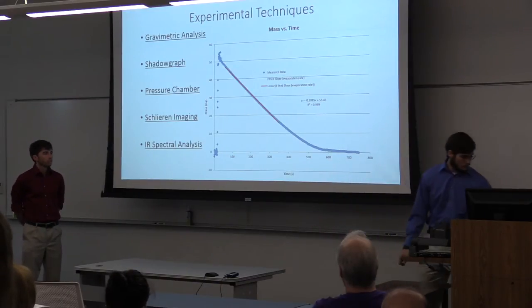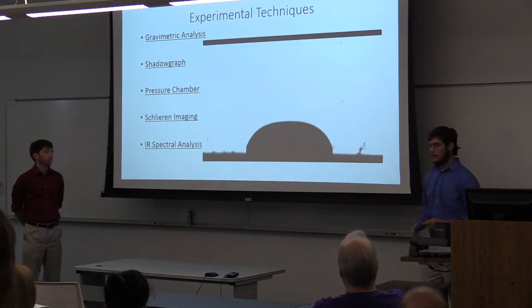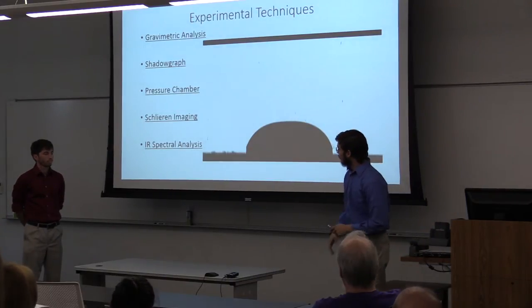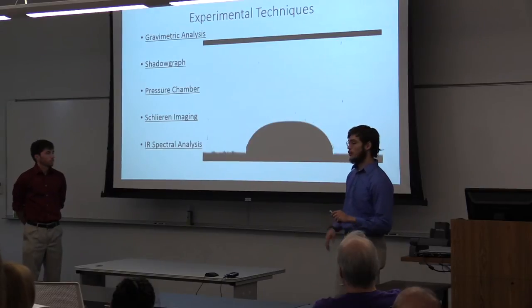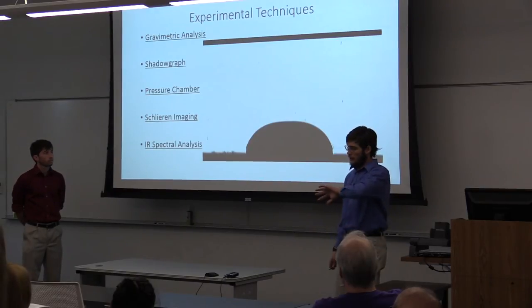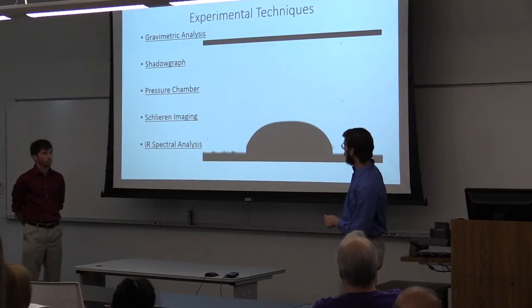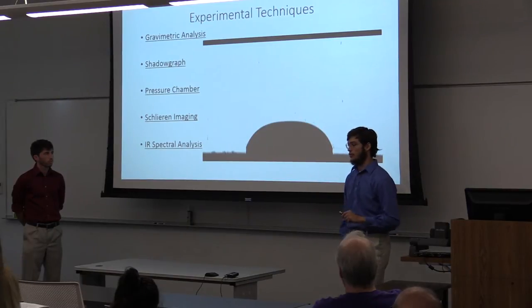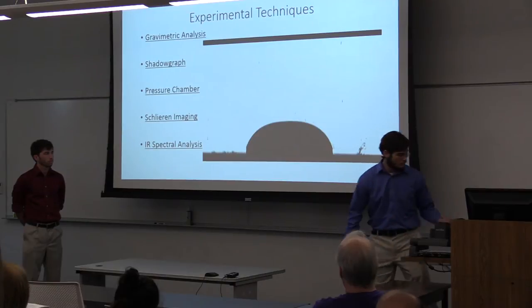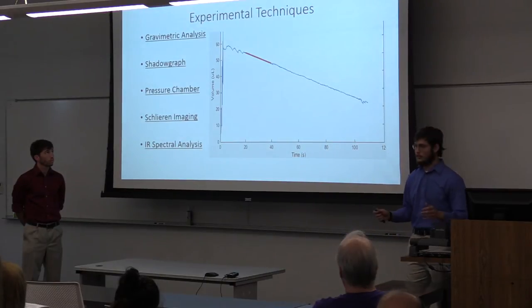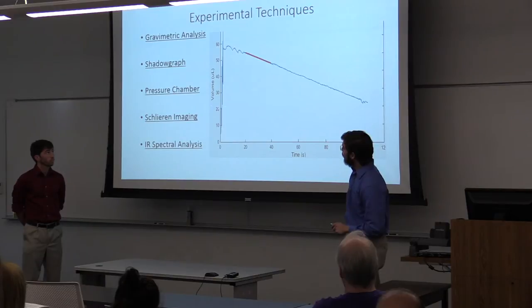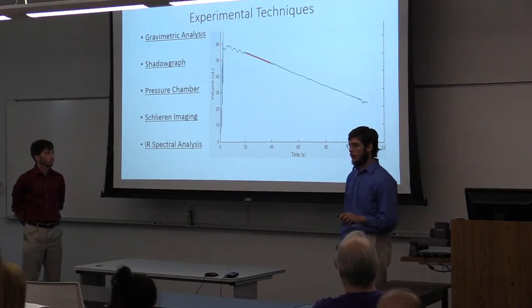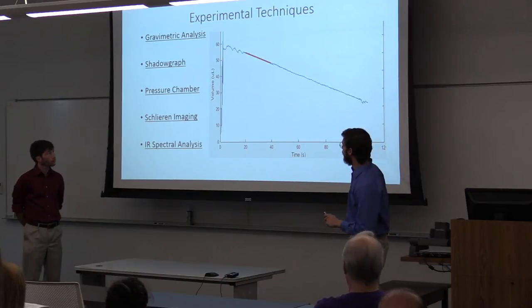Similarly, we have a technique called shadowgraphing. This projects a shadow of an evaporating droplet onto a computer screen. We can then take the volume of this droplet over the time that it evaporates and get a graph really similar to the gravimetric graph, except that we have volume in microliters over time. We can take the slope of this, and as long as we have the density, we can then get the evaporation rate as well.